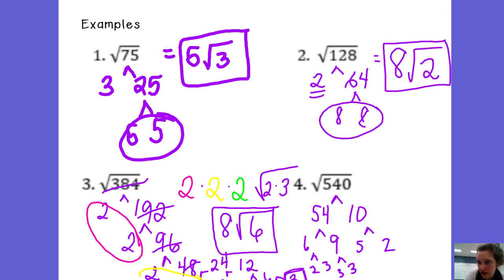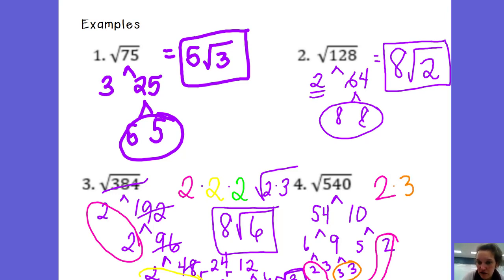So this one's a little weird as well. I have this pair of 3s, so I'm going to circle that pair of 3s. And then I have a pair of 2s. I just have 1 2 over here and 1 2 over there on the left. So I do have a pair of 2s. I have a pair of 2s. I have a pair of 3s.